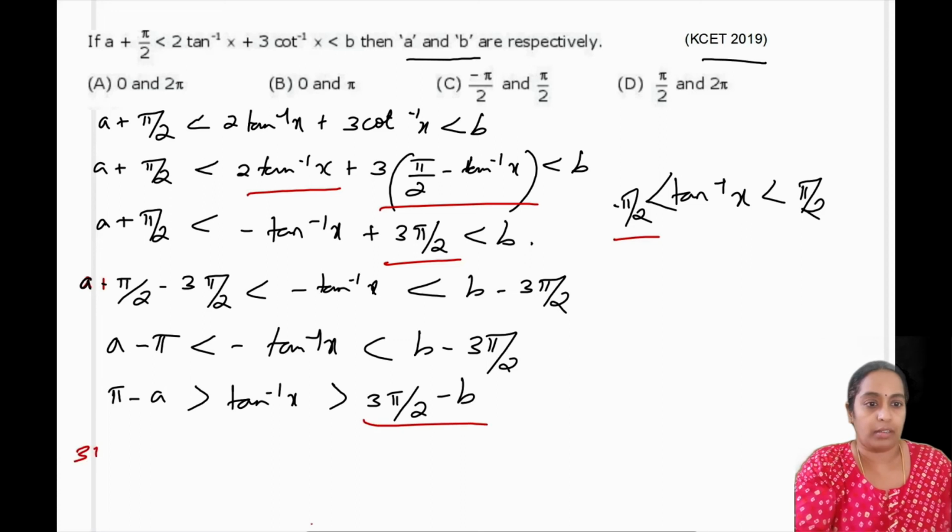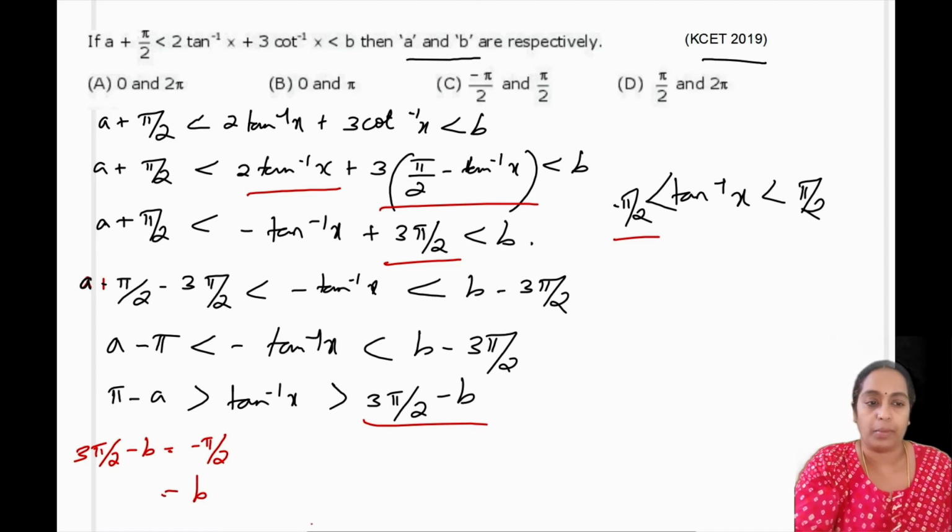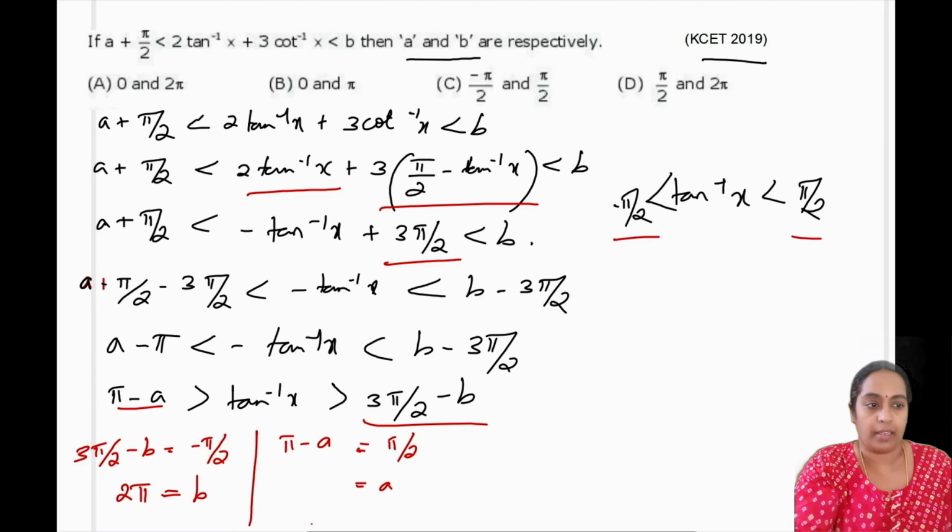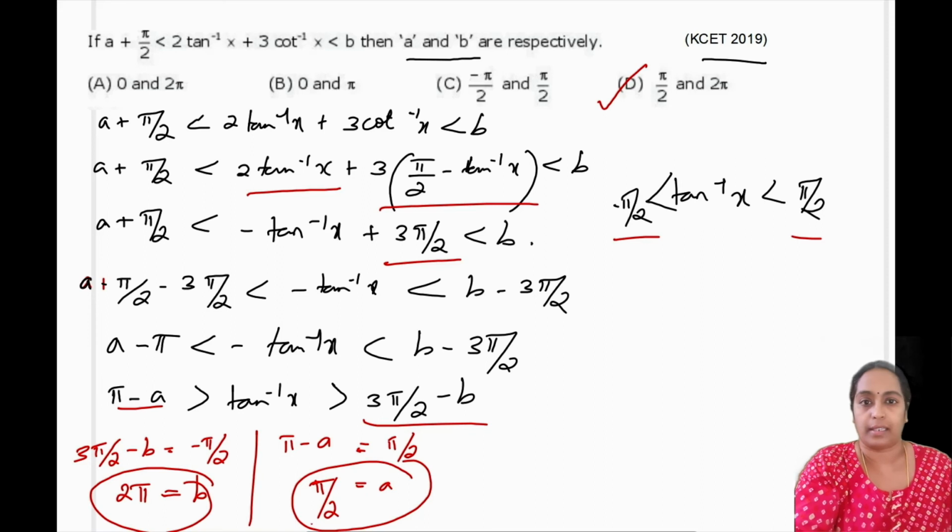So 3 pi by 2 minus b equals minus pi by 2. So what is b? b is going to be 3 pi by 2 plus pi by 2, which is 4 pi by 2, which will be 2 pi. Now pi minus a is equal to pi by 2. What is a here? a will be pi minus pi by 2, which is pi by 2. So the value of a is pi by 2 and the value of b is 2 pi. So option D is the correct answer.